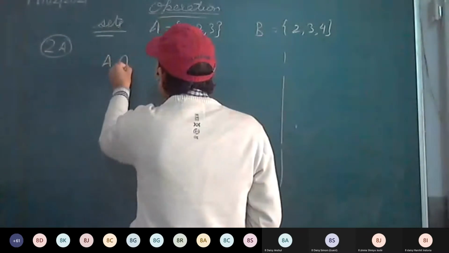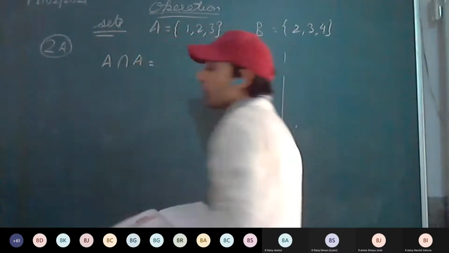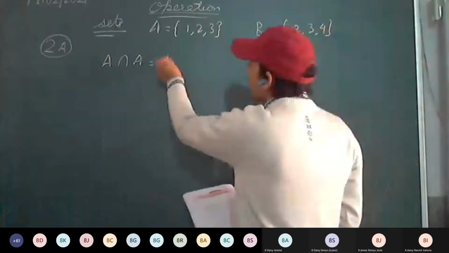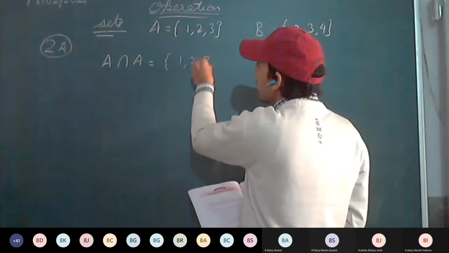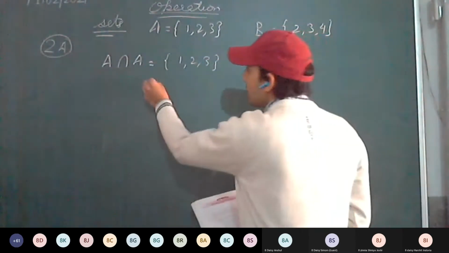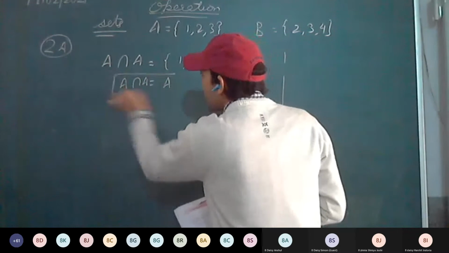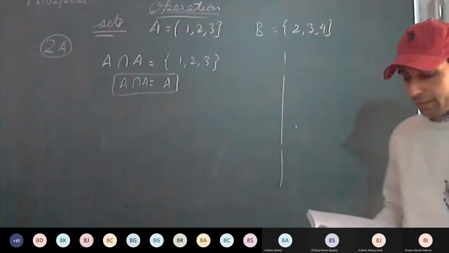If I'm taking A intersection A, what will I be getting? This is the same as A. A intersection A, or A union A, equals the same set A.